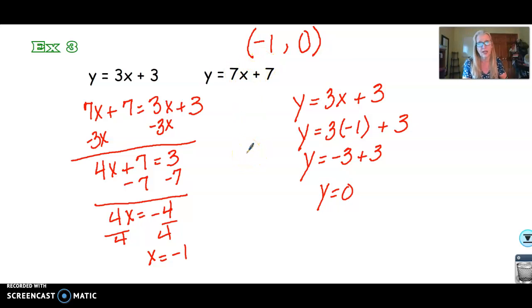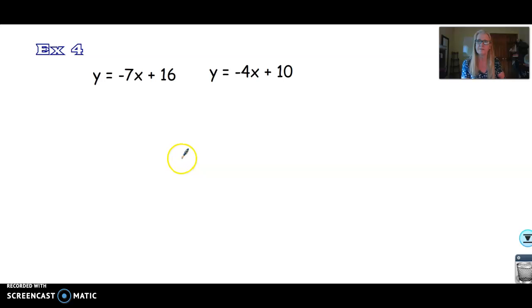And you can totally check this. You can totally put -1, 0 in for x and y and see if you get a true statement, if you're a person who likes to check their work. I'm a little lazy when it comes to that.